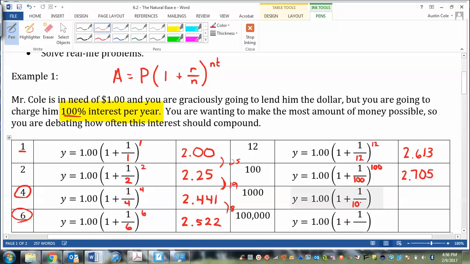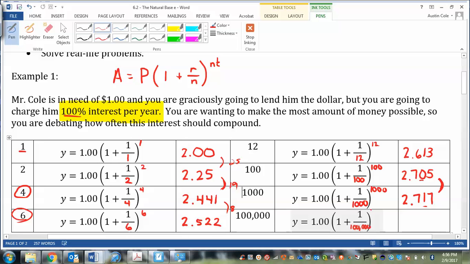And let's think, you know what? Let's do 1,000. Let's compound 1,000 times. So 1 divided by 1,000, hit enter, add 1 to that, and then take it to the 1,000th power, and we should get 2.717. So the difference here, guys, between compounding 100 times and compounding 1,000 times is really just a penny. Just a penny.